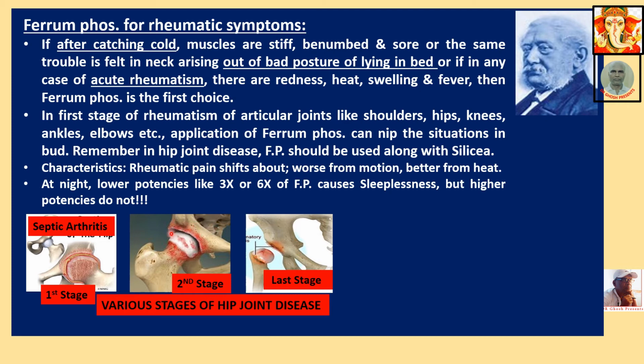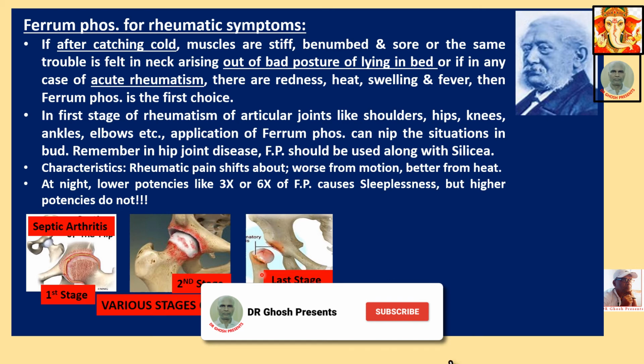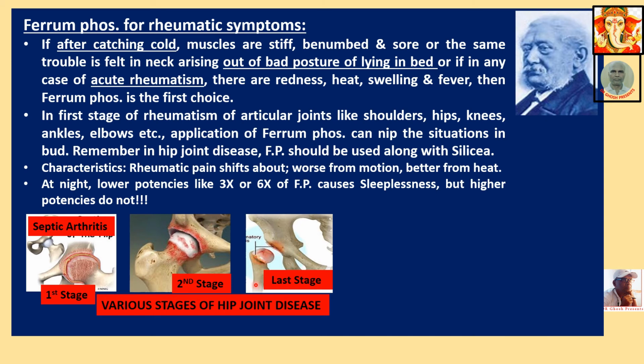Mind it, this is a very, very painful and troublesome disease. If you can diagnose that this is a patient who is going to be affected with hip joint disease, then at the first moment give Ferrum phos. Start with 6x or 3x and go generally upwards. The serious disease may be nipped in the bud. That is, you stop the disease right at the start.